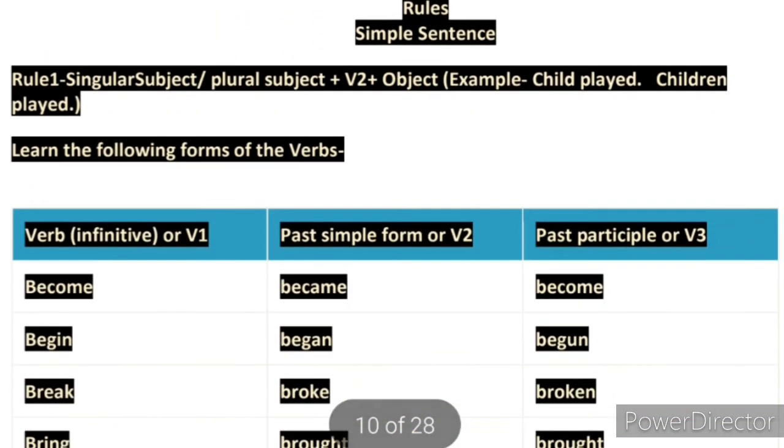Now the rules. For the simple sentences, just very simple sentence, there is no singular plural concept. With every subject, just V2 will be there. V2 means verb second form will be there and object will be there. So the structure, formula and rule is any subject, singular or plural subject, plus V2 plus object. Example, child played, children played.